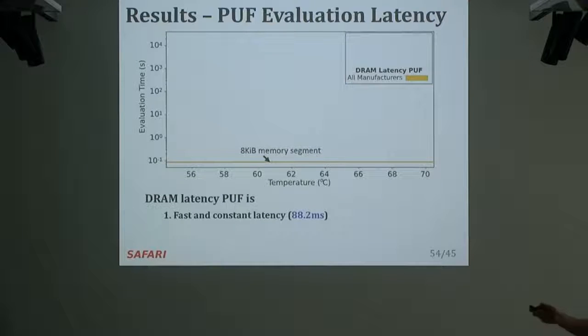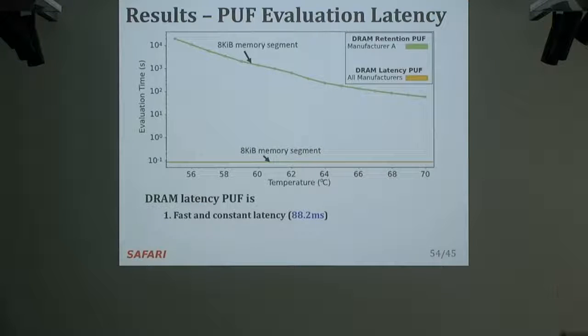But of course, you want to minimize the memory segment because you don't want to waste memory, because you're really using it just for PUF in this case, or just for random number generation in the previous case. Let's take a look at the prior work. This is DRAM retention PUF. I think it's a neat idea for sure, but it's just too slow.